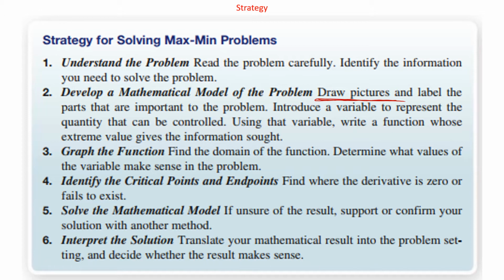Introduce a variable. We don't know something. What don't we know? Give it a name. And then use a variable, right? The function's extreme value gives the information sought. If we're trying to find the maximum volume, we should have an equation that says volume equals something. That should be the equation. So that's what we're looking for. Identify the critical points and endpoints. So where's the derivative 0 or fail to exist? And then the endpoints, that domain.